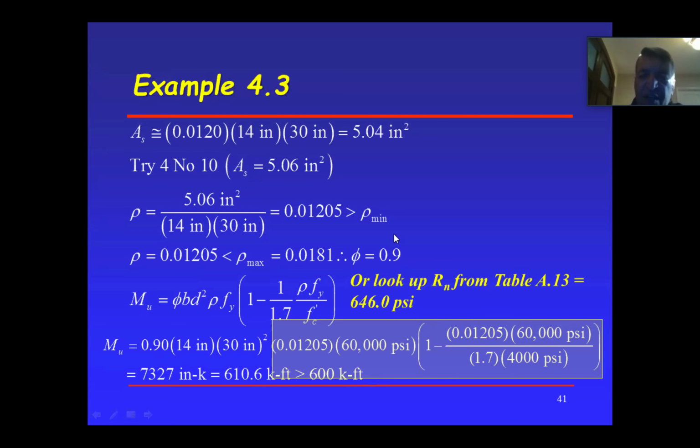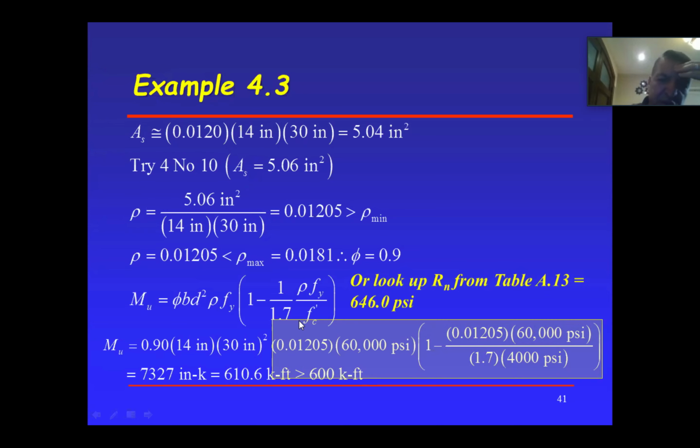So this one is greater than rho minimum. Again, from that table I showed you, rho minimum was 0.0033, so we're okay. And rho is less than rho max, 0.018. Rho max was not listed, but it listed rho corresponding to epsilon t of 0.005. That's that number. If your rho is less than rho max, then phi is 0.9. So then this is the equation, Mu equal to that.